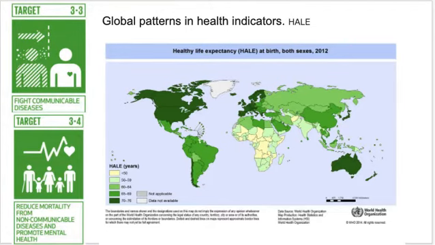This is calculated by subtracting from the life expectancy a figure which is the number of years lived with disability, multiplied by a weighting to represent the effect of that disability.